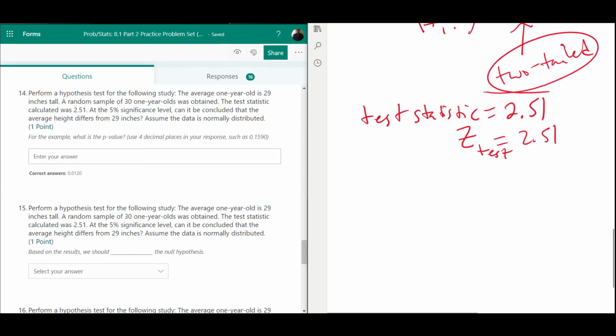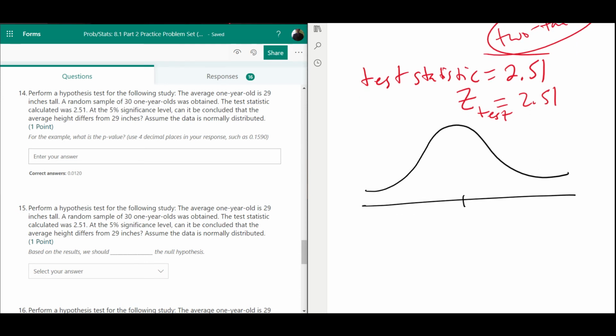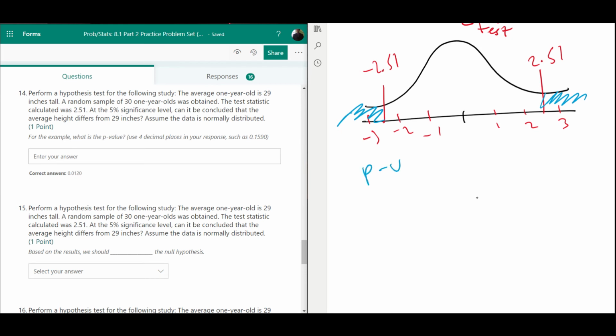So let's go ahead and draw the normal distribution. We know our z-test is 2.51, so that means 1, 2, 3, -1, -2, -3. So we have our 2.51 somewhere over here. Now, since it is a two-tailed test, you're going to do the negative version as well. Then you're going to shade your two tails, and that's my p-value. So to do the p-value here, we have to double whatever the area is on one of the sides.